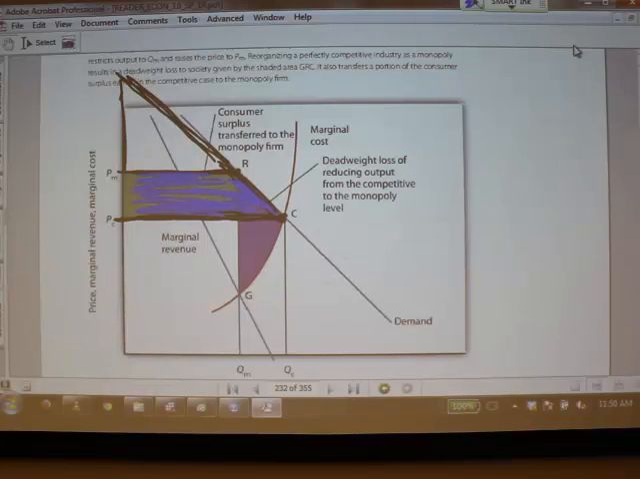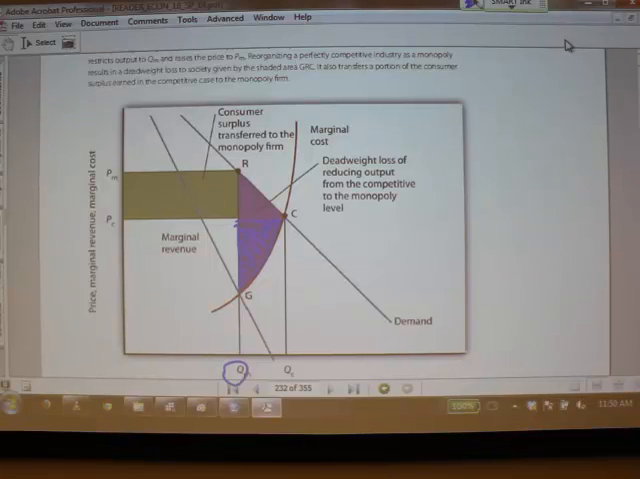And not only that, producer surplus would also rise. Because remember, the monopolist was only producing QM. So it was not getting any of this surplus. This was lost. But if it moves to a competitive industry, this becomes the gains to the producers.